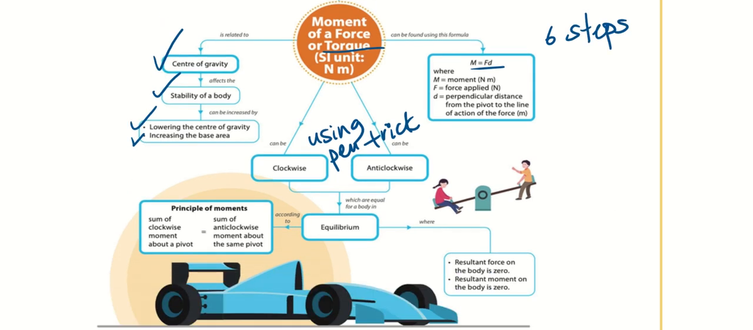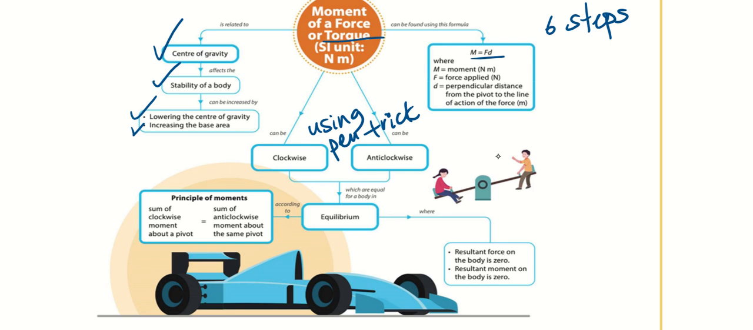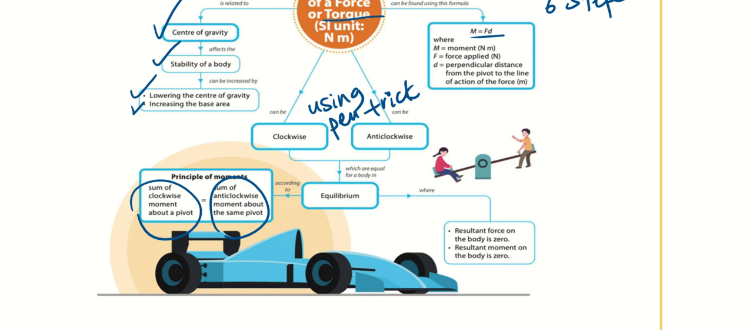Okay, so principle of moment is sum of clockwise moment about pivot equals sum of anti-clockwise moment about a pivot. Okay, so when will this thing be in equilibrium? When the resultant force is 0, F net equals 0, acting on the object. The resultant moment is 0. Net moment is also 0.